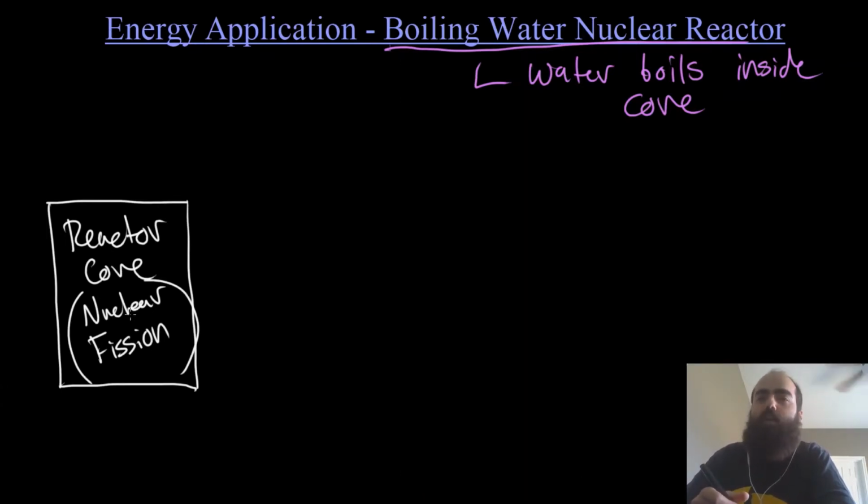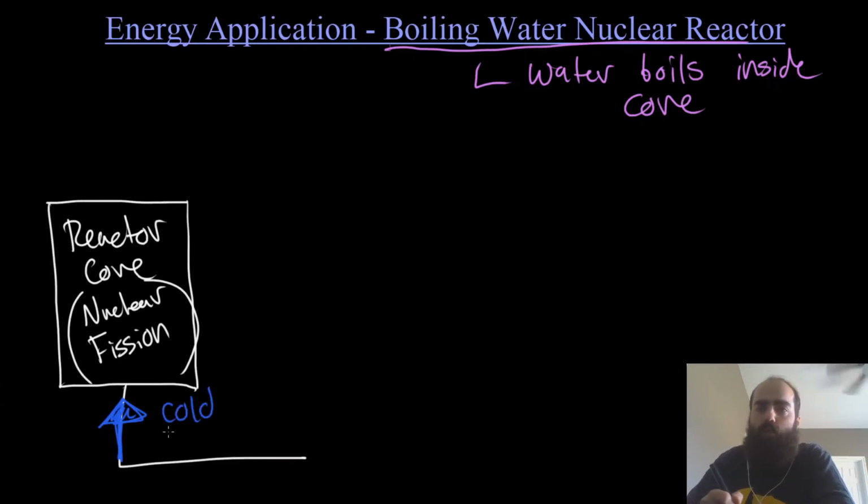If you don't have some way to control that heat, this reactor core will very quickly start to melt down. It will heat up to a certain point where everything in it just becomes like molten lava, melted junk. So to keep the reactor at a temperature where it doesn't melt down, you have to send a fluid into your reactor core to keep it cool. The thing that we use to keep our reactors cool is just regular water. We have cold water that goes into the bottom of your reactor core.